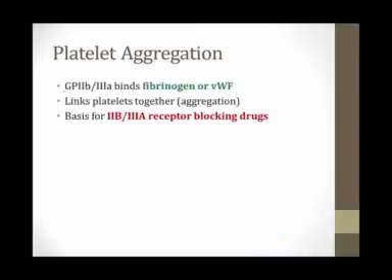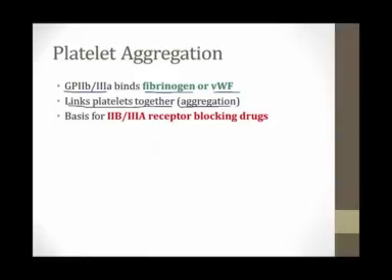platelets. Once the 2B3A receptor changes conformation and becomes active, it can bind to either fibrinogen or von Willebrand factor, and using that as a link, it can then bind to other platelets, and this results in platelet aggregation. This is easier to understand with a picture. If we have a platelet with an activated 2B3A receptor and it comes near another platelet with an activated 2B3A receptor, the platelets cannot bind directly to one another.